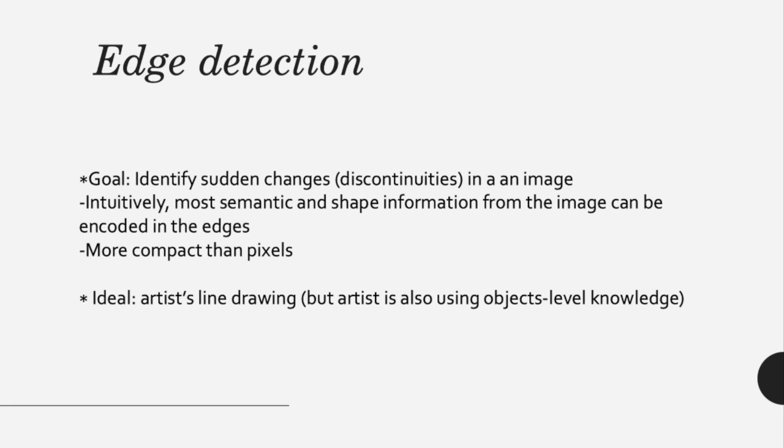The ideal result is a line drawing by an artist, but an artist uses object-level knowledge, and in image processing we cannot really use object-level knowledge. Now we will consider only basic algorithms without machine learning, and I will mention how a machine learning algorithm can be constructed for edge detection.